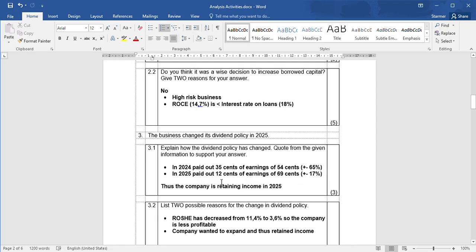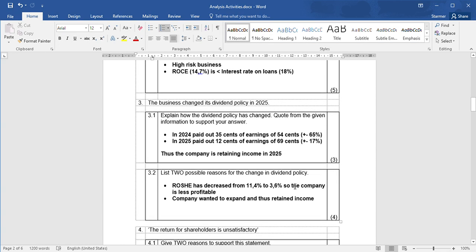And then in the current year, they only paid out 12 cents out of 69 cents, about 17%. That means the company is retaining income. They are paying out less dividends to the shareholders and keeping more money for themselves. Then list 2 possible reasons for the change in dividend policy.